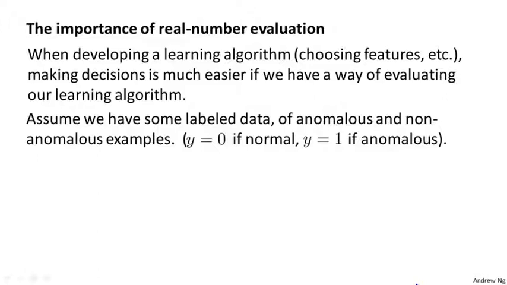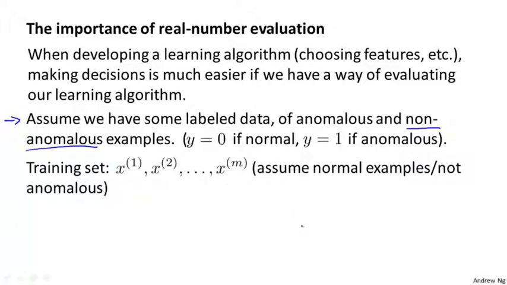So taking the aircraft engine example again, let's say that you have some labeled data of just a few anomalous examples of aircraft engines that were manufactured in the past that turned out to be anomalous, flawed or strange in some way. And let's say we also have some non-anomalous examples of perfectly okay engines. So I'm going to use y equals 0 to denote the normal or non-anomalous examples, and y equals 1 to denote the anomalous examples.